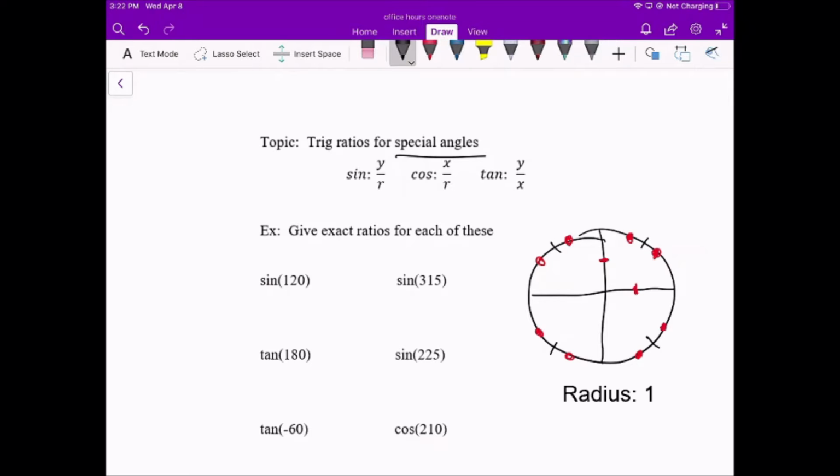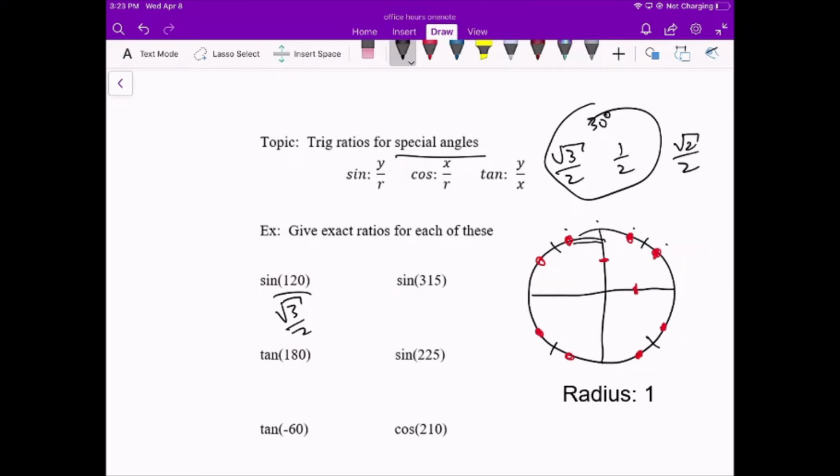For sine of 120, I have to find 120. So I've got 30, 60, 90, 120 is right there. Sine is the y-coordinate. So for that red point, the y-coordinate is definitely not the 1/2. The y-coordinate is the √3/2. Remember, the coordinates that will come up again and again are √3/2 and 1/2 if it's a 30-degree type, and √2/2 if it's a 45-degree type.